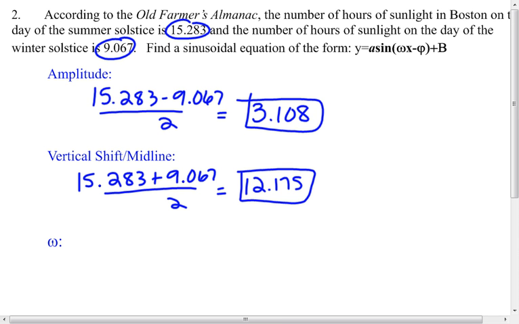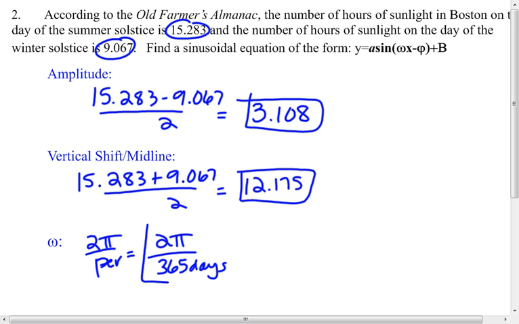Okay. Then your period. The summer solstice, again, is the longest day of the year. Because I'm giving you your time in days, your period will be 365 days. There's 365 days from one summer solstice to the next. So to find w, again, you'll do 2 pi over your period, which in this case, since you're given your time in days, is 365 days. Okay, so that is your w.